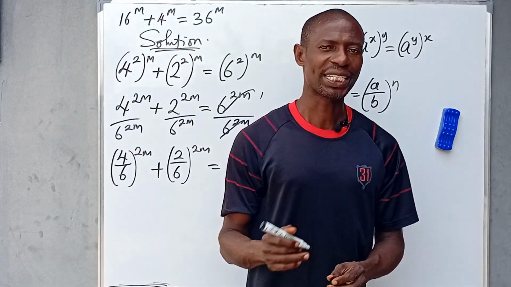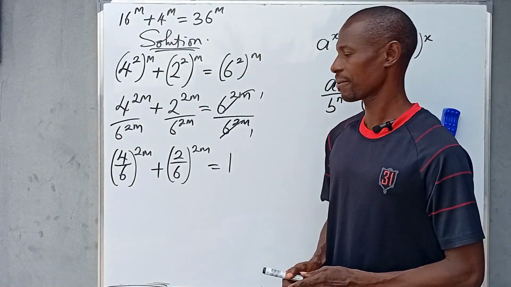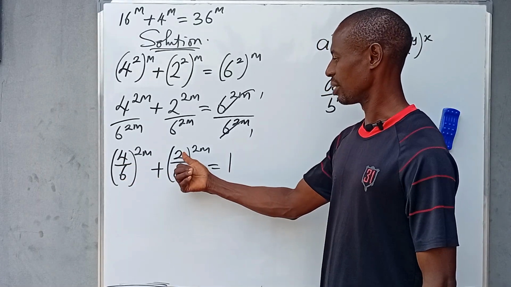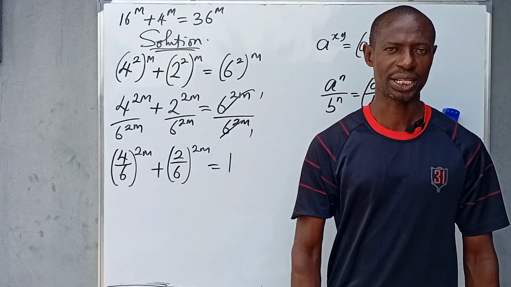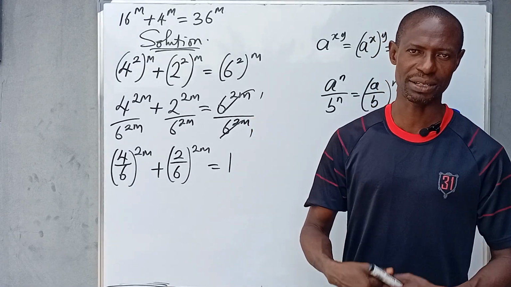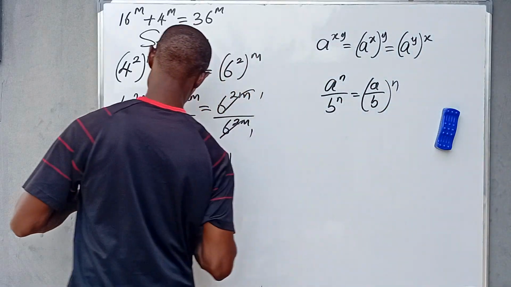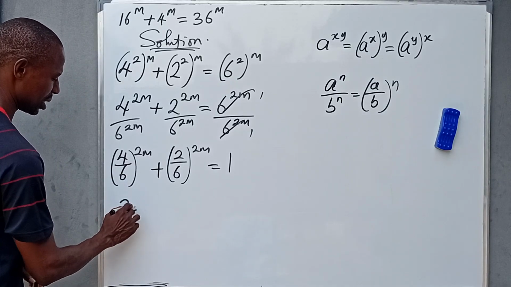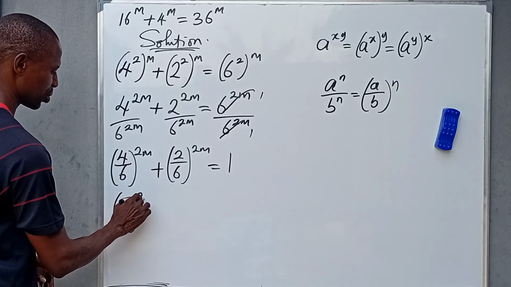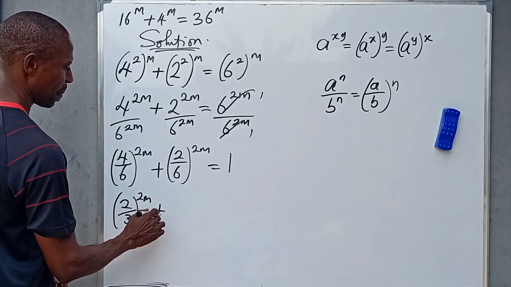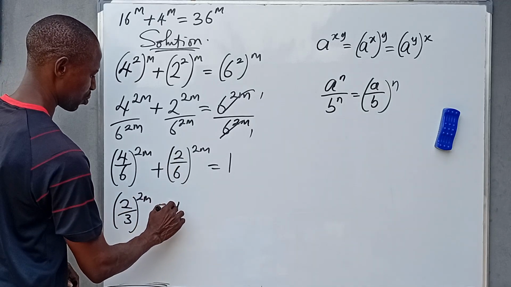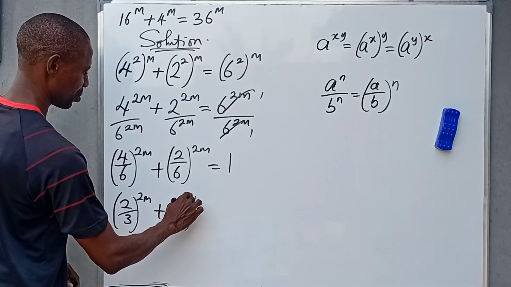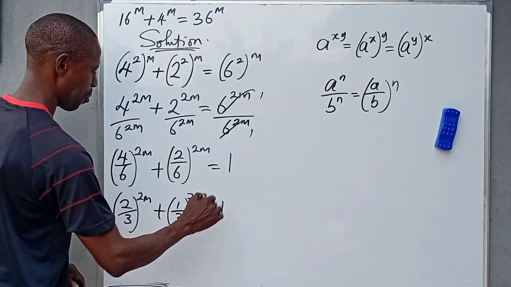Again, look at the quantities inside the two brackets. Something can divide 4 and 6 without remainder, and another number can divide 2 and 6 without remainder. So let's break the terms inside the bracket down. 2 into 4 gives us 2, and 2 into 6 gives us 3, all raised to the power of 2m, plus 2 into 2 gives us 1, over 2 into 6 gives us 3, everything raised to the power of 2m, equal to 1.